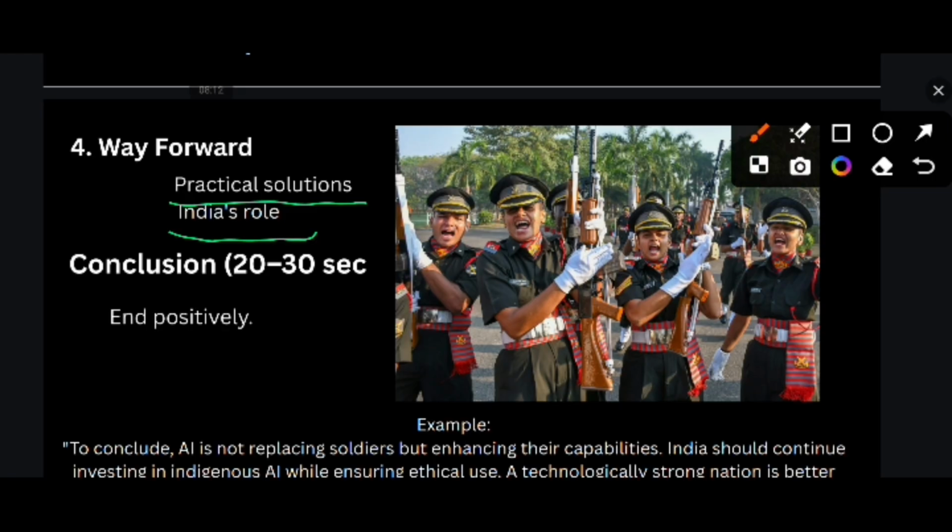Now let's move toward the conclusion part. The conclusion will consist of 20 to 30 seconds, and we have to end positively. Don't end your lecturette in a negative way. End your lecturette in a positive way, gentlemen, because the ending should always be positive.